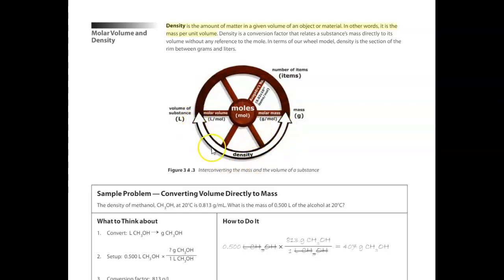Density will take us straight there. Or we could go from volume to mass through density without passing through moles. It might be you have to convert from liters to milliliters first before you use the value for density to get to mass. But it's otherwise a one-step conversion, which again doesn't require going through moles.